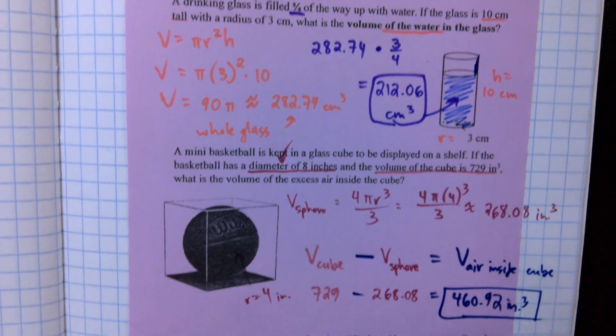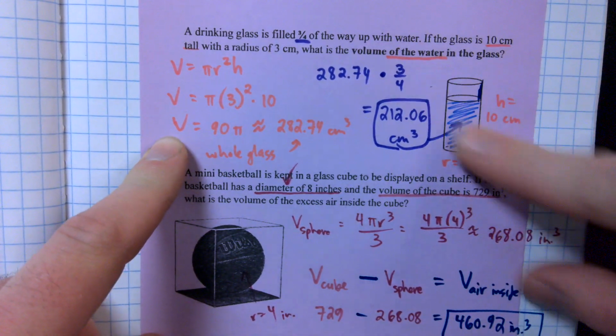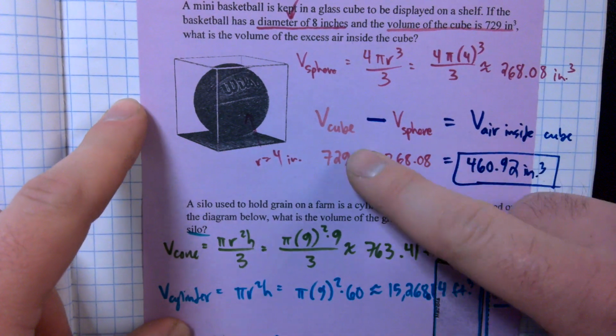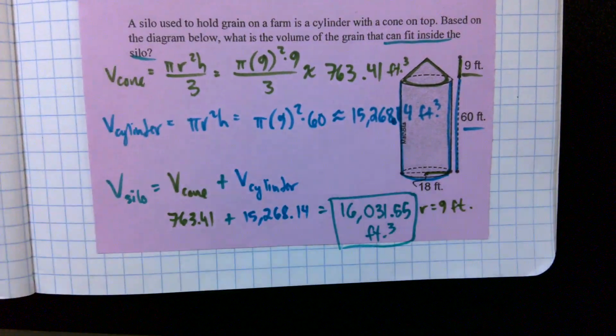That's a lot of writing. So 3 different types, right? We've got one where we're taking a fraction of the overall volume. We've got one where we're subtracting 2 volumes to find the answer. We've got one where we're adding 2 volumes to find the answer.